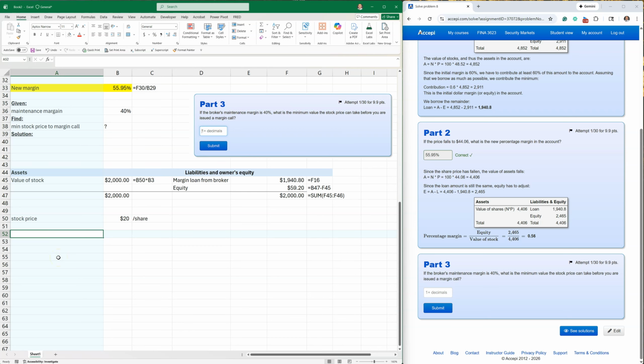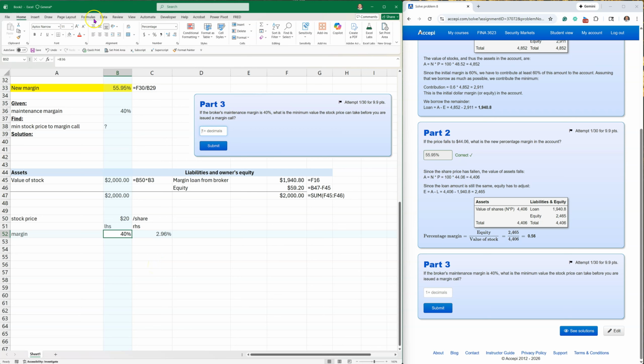So we can calculate the margin. The left-hand side of the equation is going to be equal to 40%, because that's my maintenance margin. And my right-hand side is just the same equation: equity divided by the value of the stock. So right now, in this case, my margin is only 2.96%. Remember, we need 40%. So I'm going to show you something called Solver.